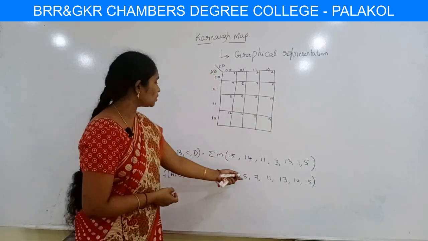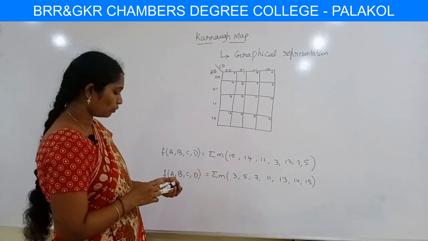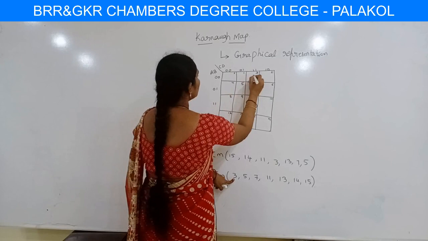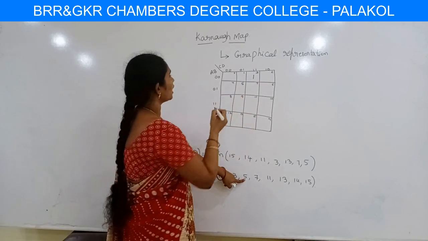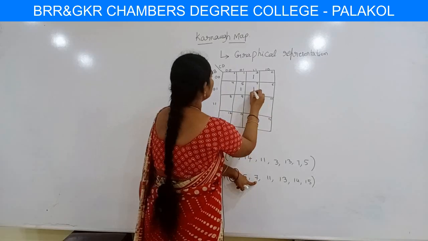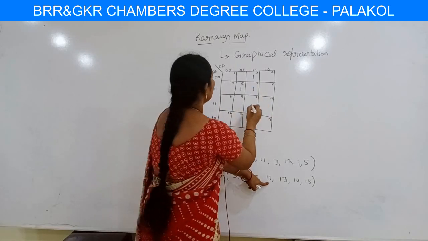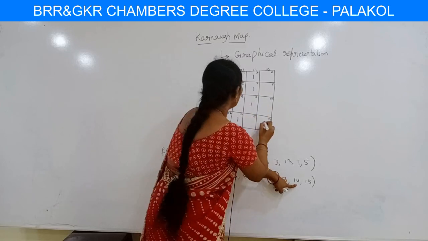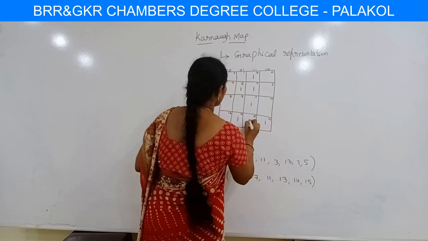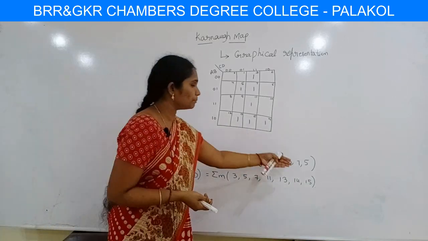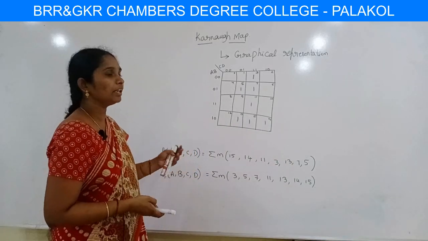Now for these numbers you have to do the 4 variable K map. So here 3 is there, we will put 1 here, and 5 is there, and after that 1, and 7 is there, and 11 is there, and 13 is there, and next one 14 is there, and 15 is there. Okay, so these are the numbers for the given expression.